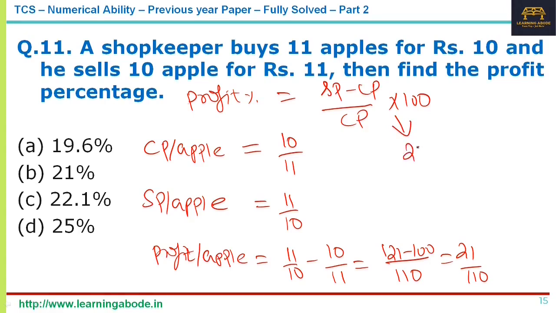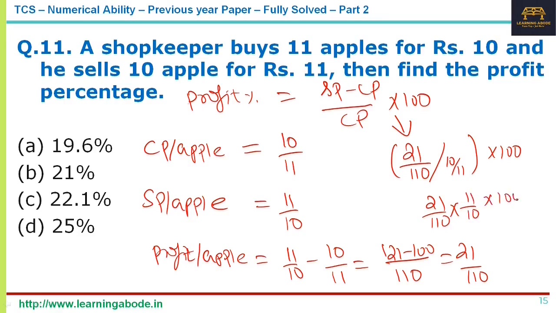Now what we want is profit percentage. So that will be like 21 by 110 upon cost price, which is 10 by 11, the whole thing into 100. Okay, so we get 21 by 110 into 11 by 10 into 100. So the two zeros will get cancelled out. 11 and 11 will get cancelled out. So you are left with 21. So 21 percent. That's answer option B for question number 11.